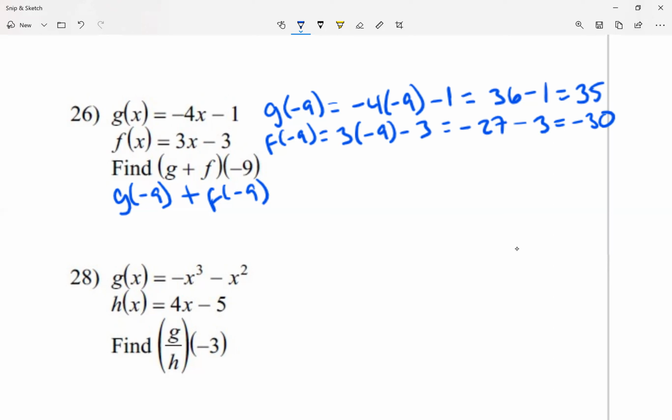So let's see. I have to do g of negative 9 plus f of negative 9. So I have to do 35 plus a negative 30. All right, when I'm adding a positive and a negative, I subtract the numbers and keep the sign of the larger one. So this is going to give me positive 5.